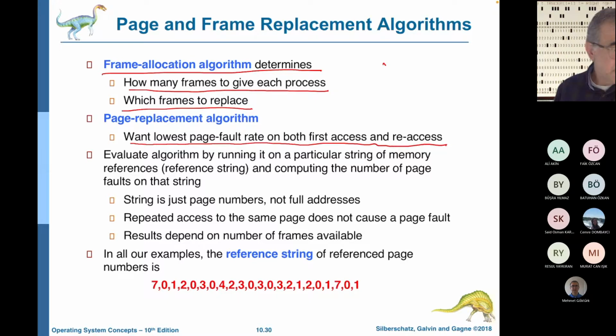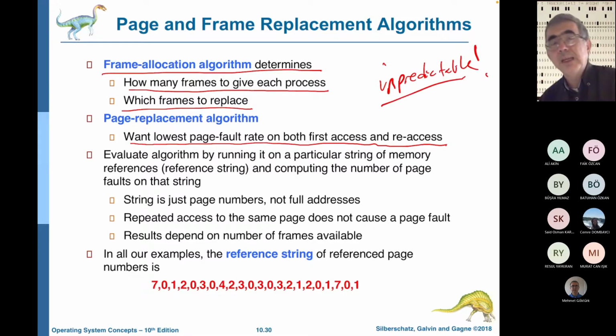And the behavior of the programs is unpredictable. Can we estimate how a program is going to behave? Deterministically, no. Statistically, yes. So we can only say this should have been the best algorithm after it happens. What happened is called the reference string.